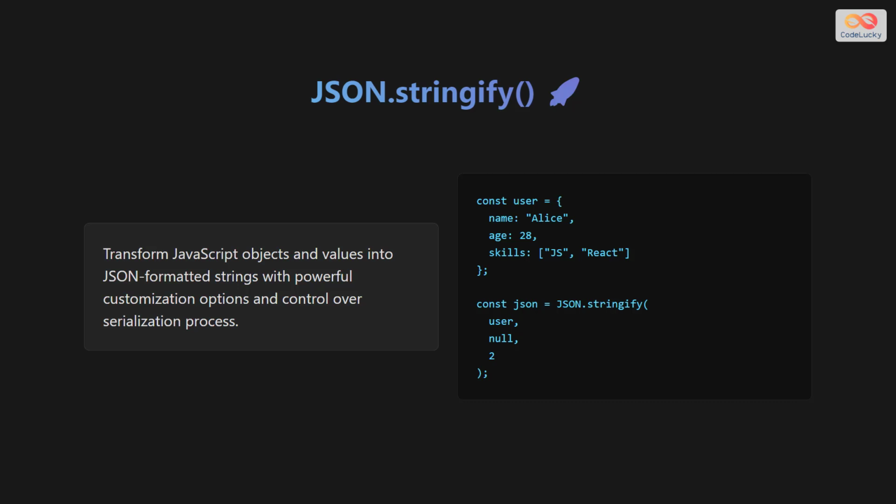The null argument indicates that no replacer function is used, and the two argument specifies the number of spaces used for indentation, which makes the output more readable.